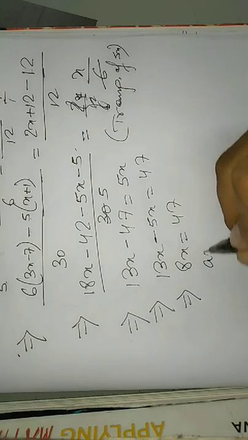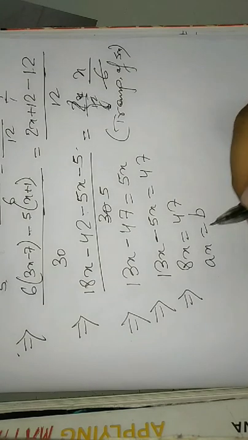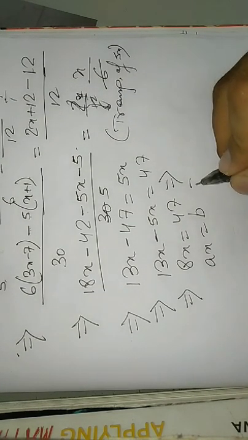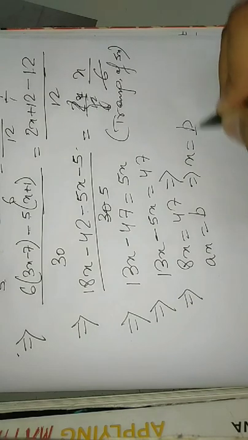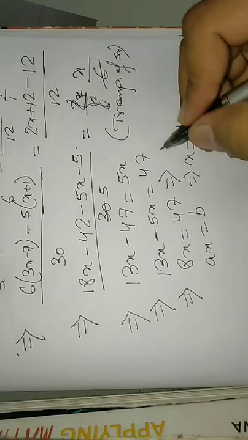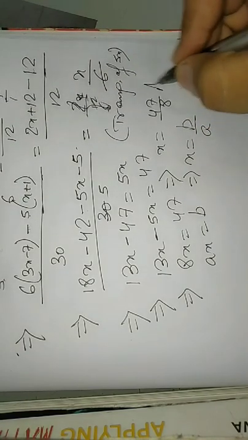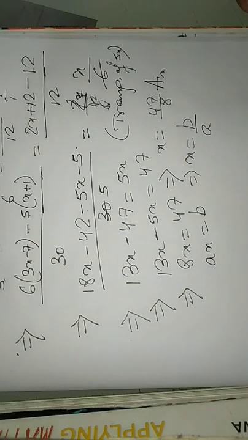Again we got ax is equal to b. So what is the value of x? Here, what is the value of x? x is equal to b by a. So this is equal to x is equal to 47 by 8, is the answer. Okay.